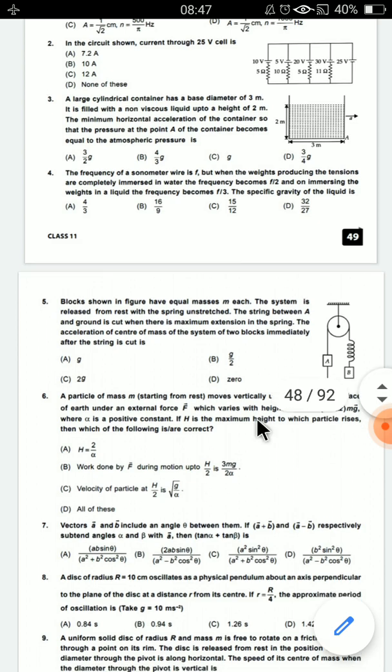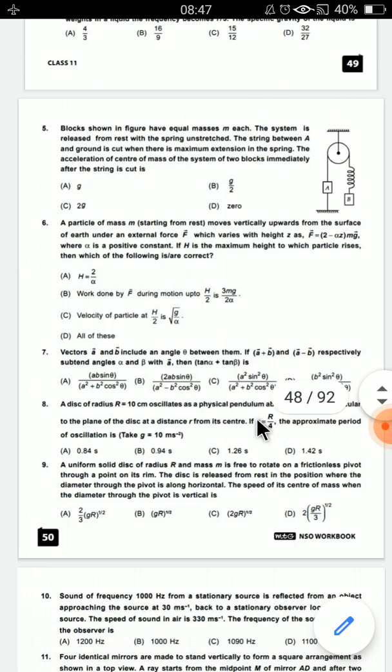Come to the next question, number 6. A particle of mass m, starting from rest, moves vertically upward from the surface of the earth under an external force F. Here the direction is also given. The force varies with the height z as F equals (2 minus alpha z) mg, where alpha is a positive constant and h is the maximum height to which the particle rises. Which of the following is or are correct?